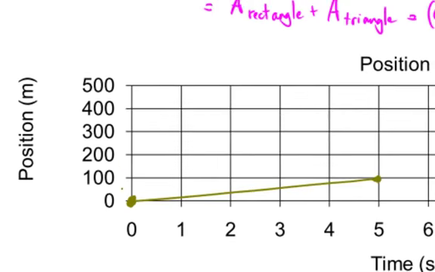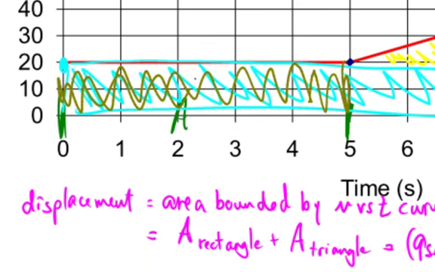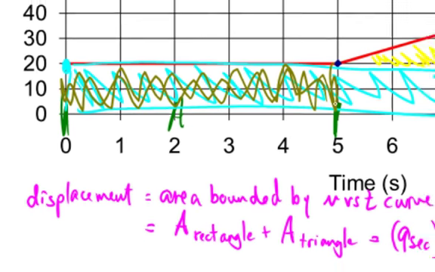I know it travels 100 meters because the area of this segment here in the velocity versus time graph is the base times the height. The base is 5 seconds, the height is 20 meters per second. 5 seconds times 20 meters per second is 100 meters.